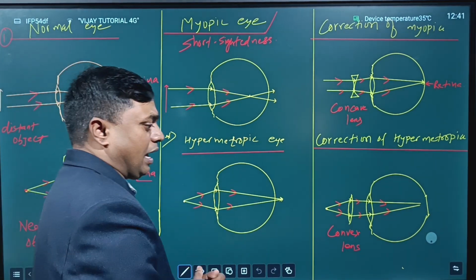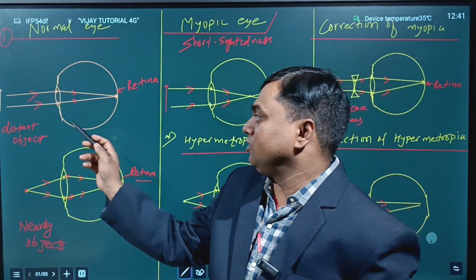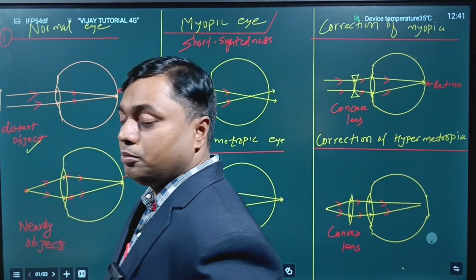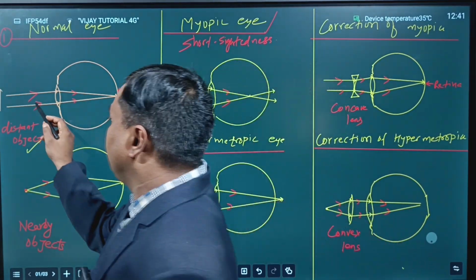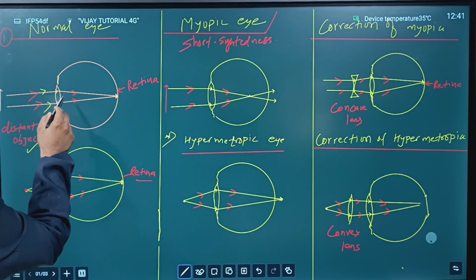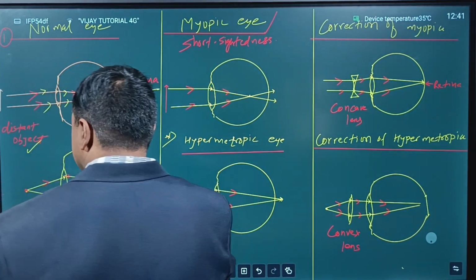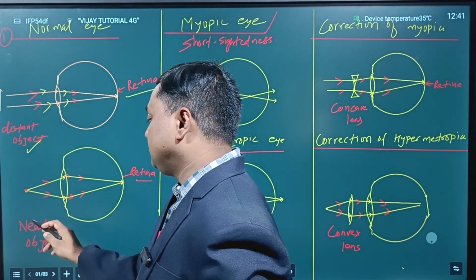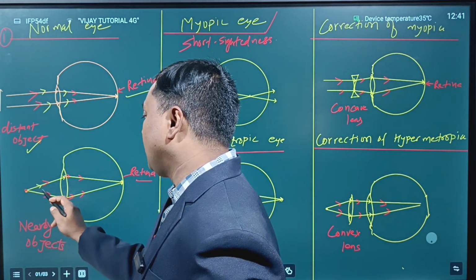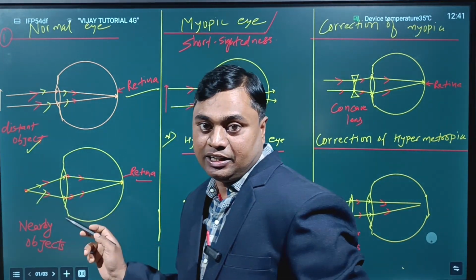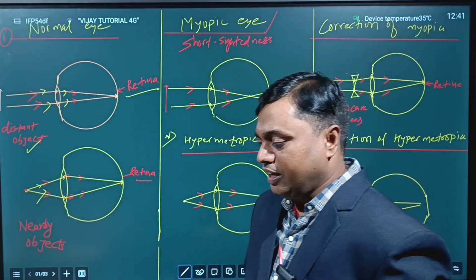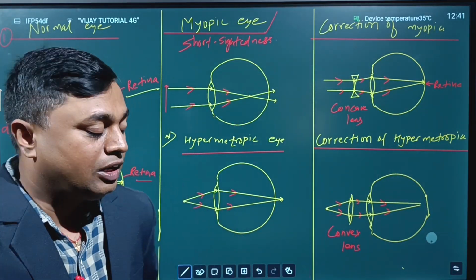So here I have drawn the diagrams of a normal eye. You can see when the object is at a distant place, the light rays come parallel, so they exactly meet at the retina where the image is formed. Whenever a person is seeing nearby objects, the light rays go like this and meet at the retina, so the image is formed. Okay, so we have some defects of vision that we will focus on.